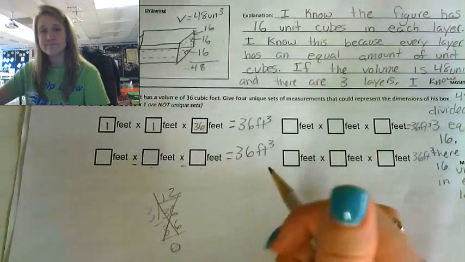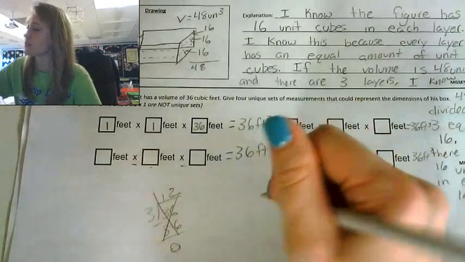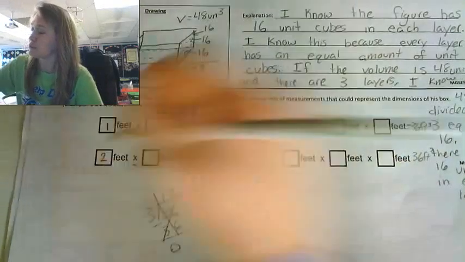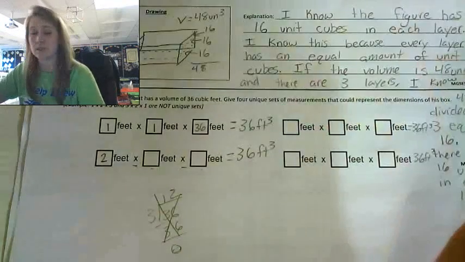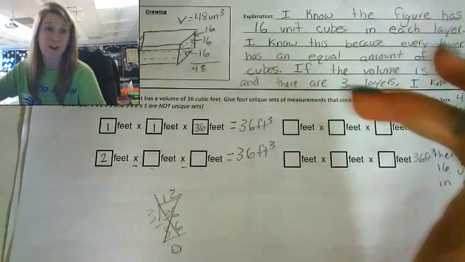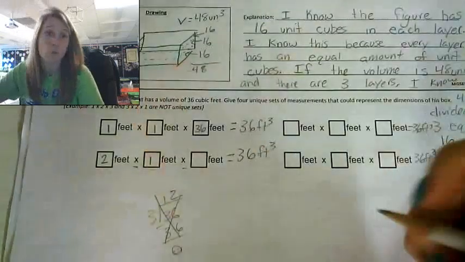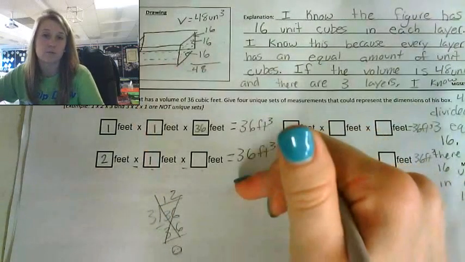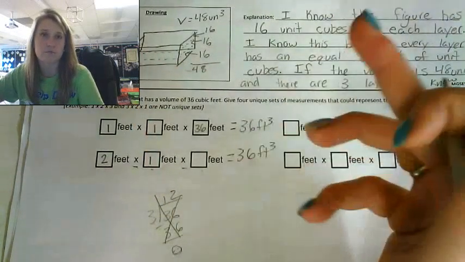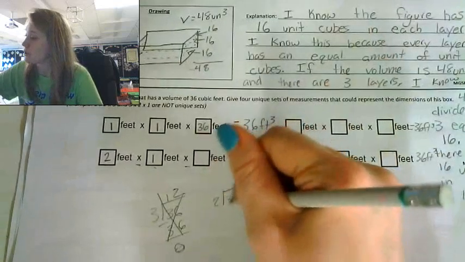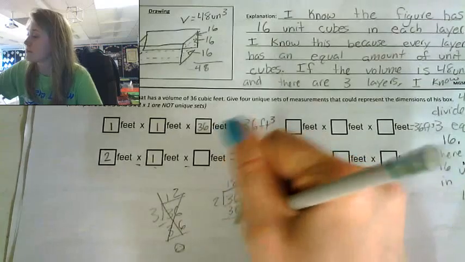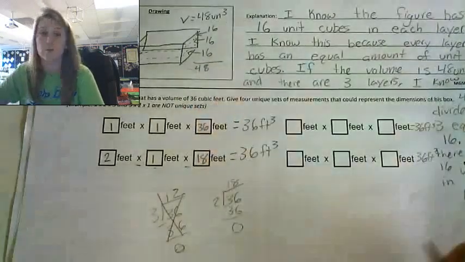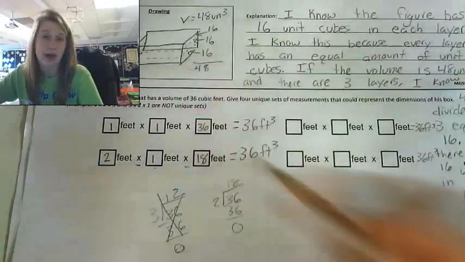So let's see, what about 2? If I had 2 times 1, let's make it easy. Well, 2 times what will get me to 36? 2 into 36, that's 18, right? So how about 2 times 1 times 18? That'll get me to 36.